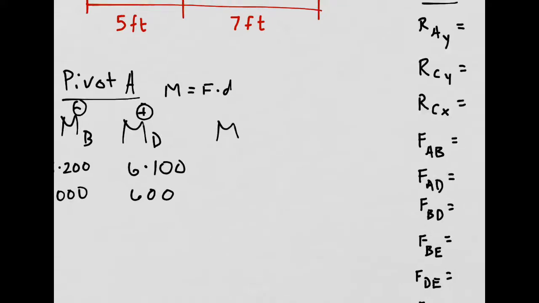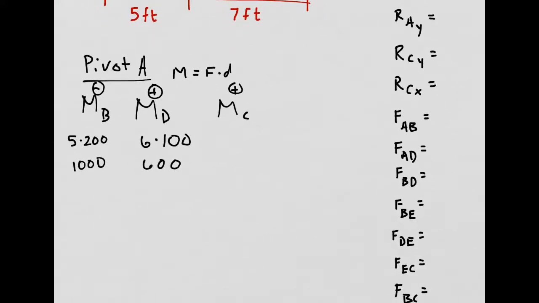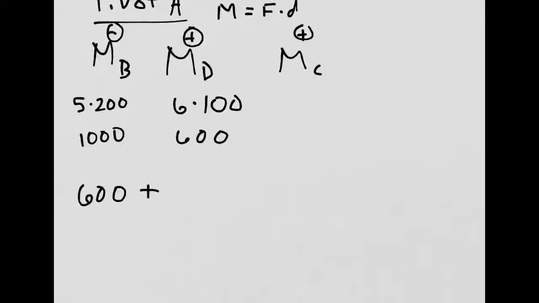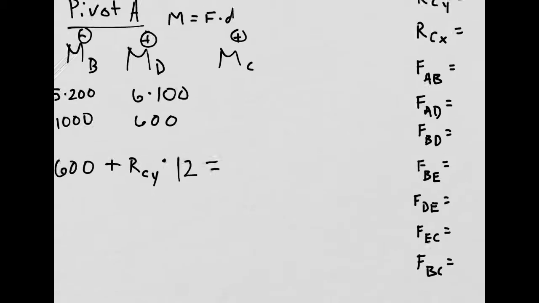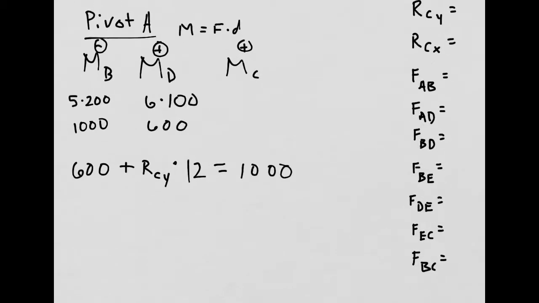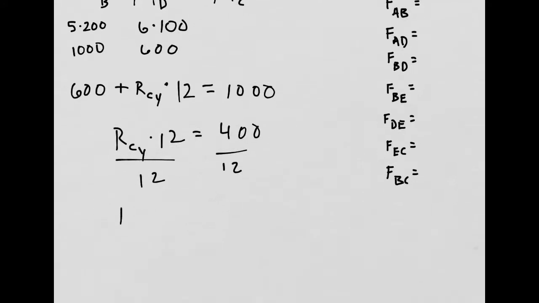So the moment due to the force at C is going to be positive. So we put 600 plus the moment at C. We don't know the force, so we can just say RCY times the distance. The distance is 12 feet, and that equals 1,000. Subtract 600, and I get RCY times 12 equals 400. Divide by 12.